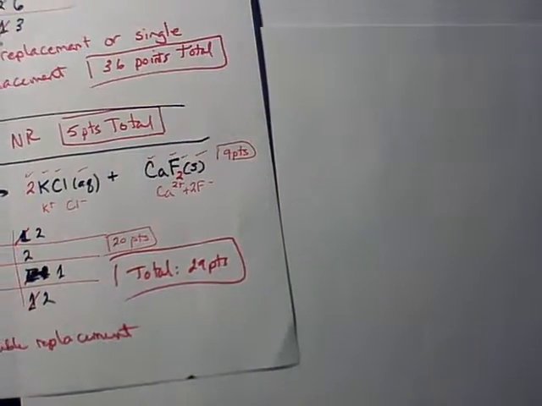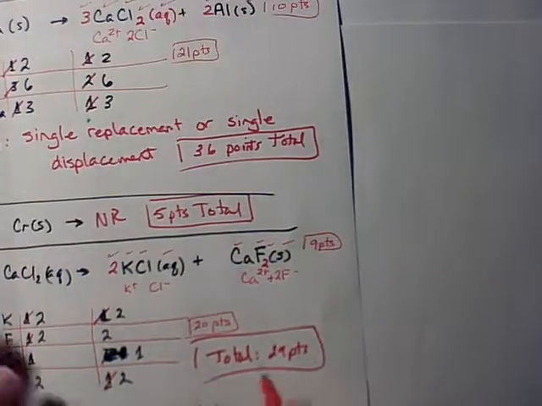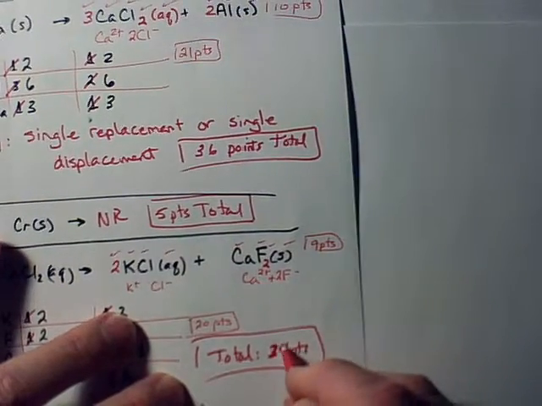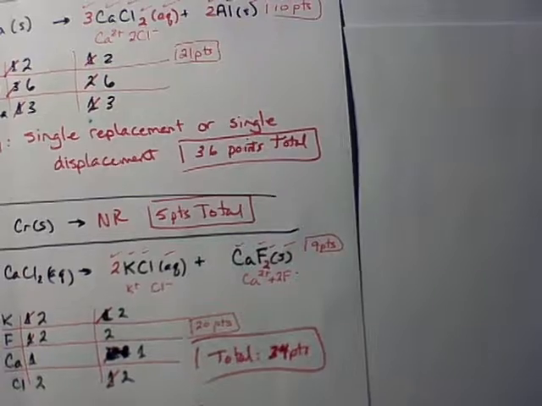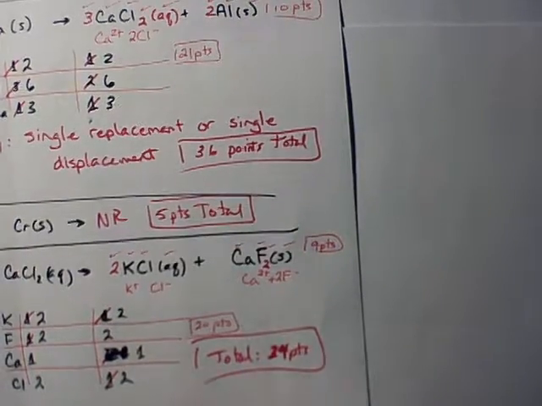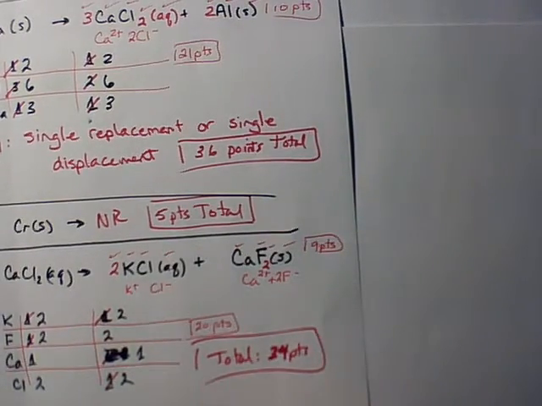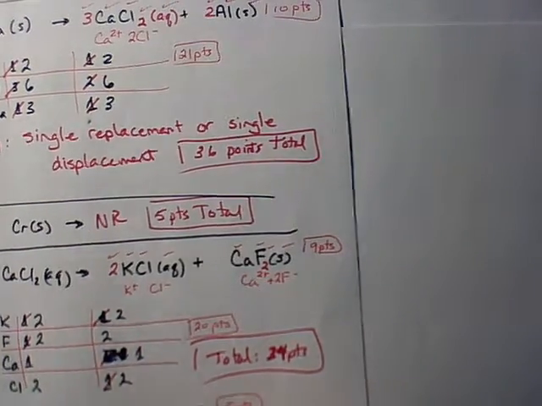Well, that's going to be 29 plus 5. That's 34, isn't it? I know, I'm getting ahead of myself. You're right. So that's 5 points for this. All right. Number 5.